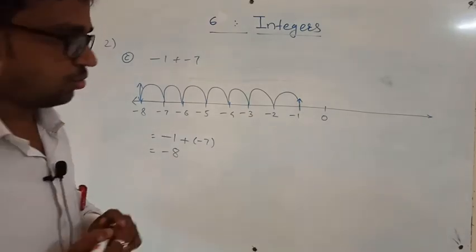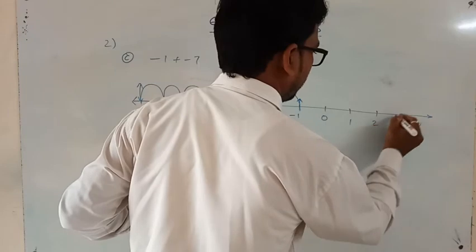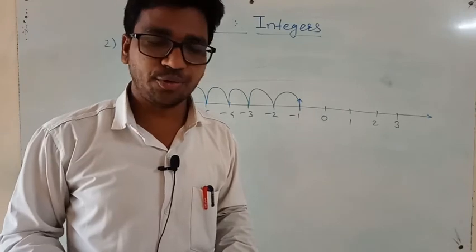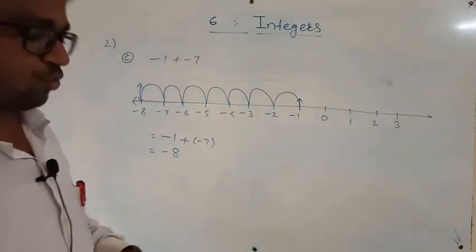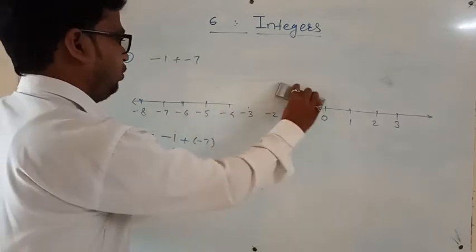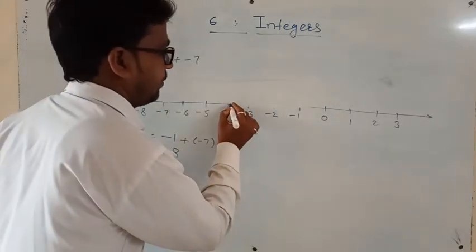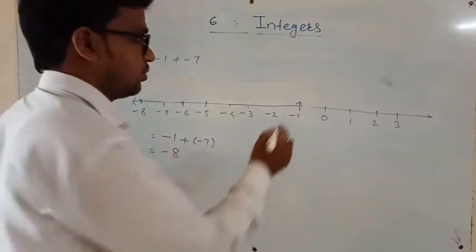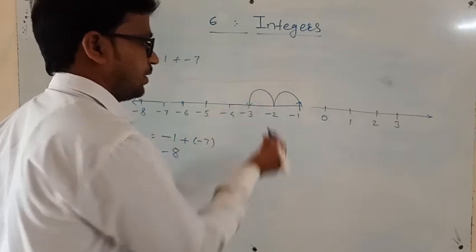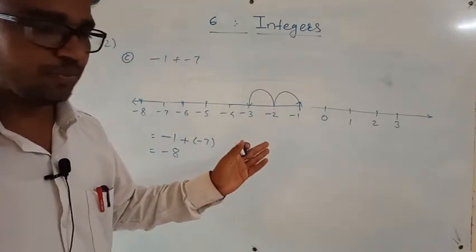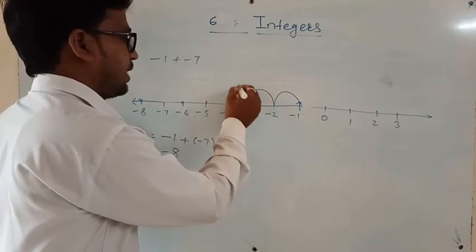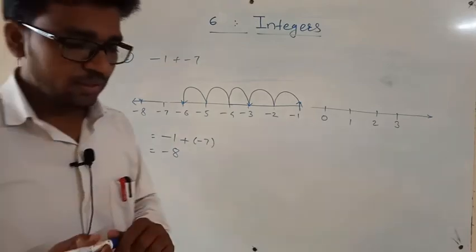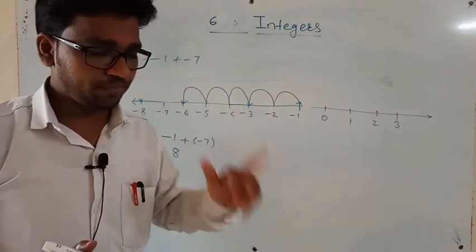Now E is there: negative 1 plus negative 2 plus negative 3. It is also the same, started with negative 1. But we have to add negative 2 to that, so move to the left 2 places. Negative 1 plus negative 2 and plus negative 3 means starting from here, 1, 2, 3, 3 places. So the answer is negative 6. So question number 2 is over.